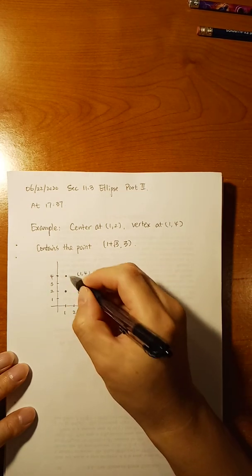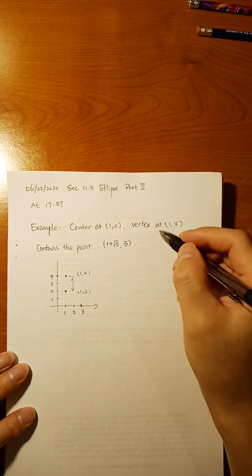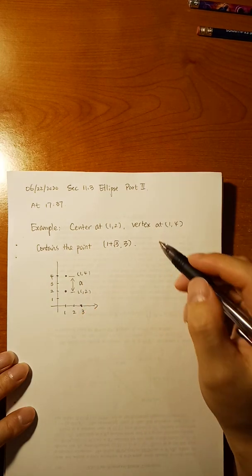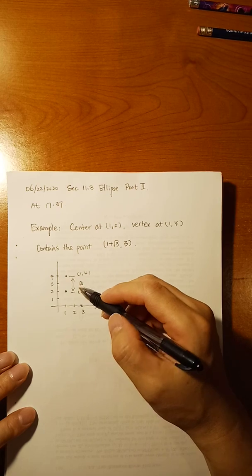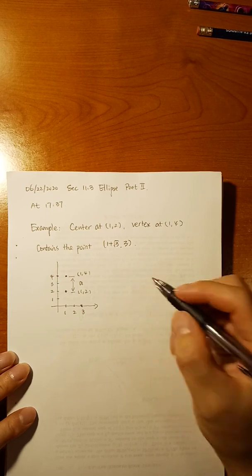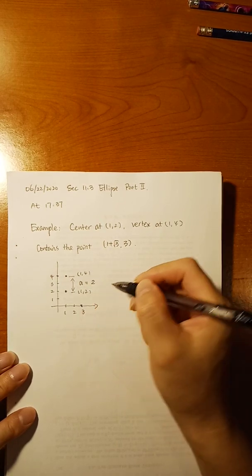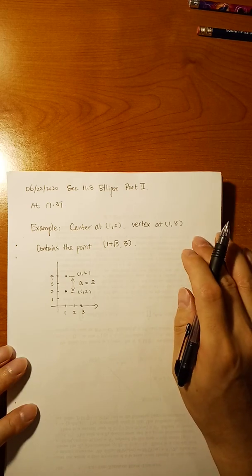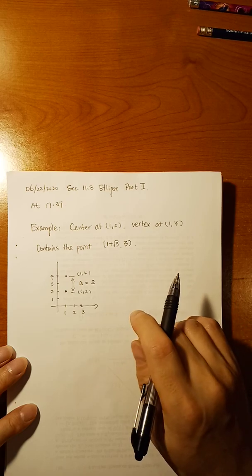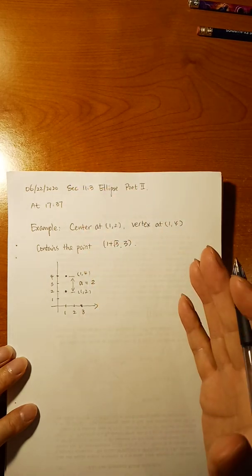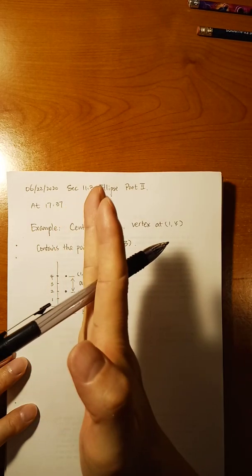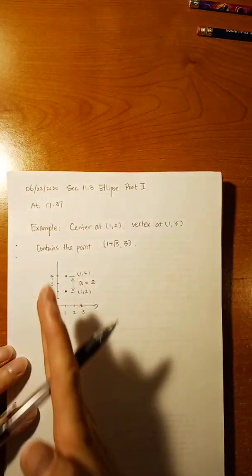This is 1, 2. We know that the distance between the vertex and the center is a. The distance between the focus and the center is c. This is a. Okay, so a is equal to 2. 4 minus 2 is equal to 2. And because there's no focus information, you cannot directly find c. If you don't know c, you cannot directly get b. So we have to figure it out in a different way. Another thing, this is vertical. You see, the center and the vertex are along the vertical line.